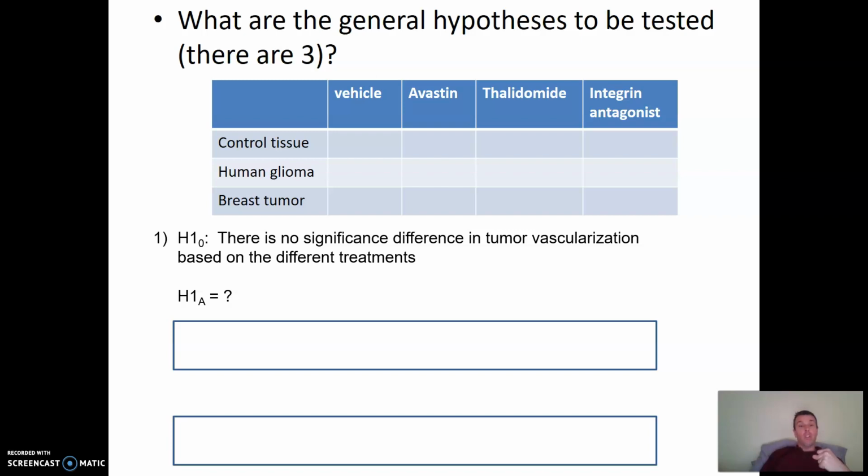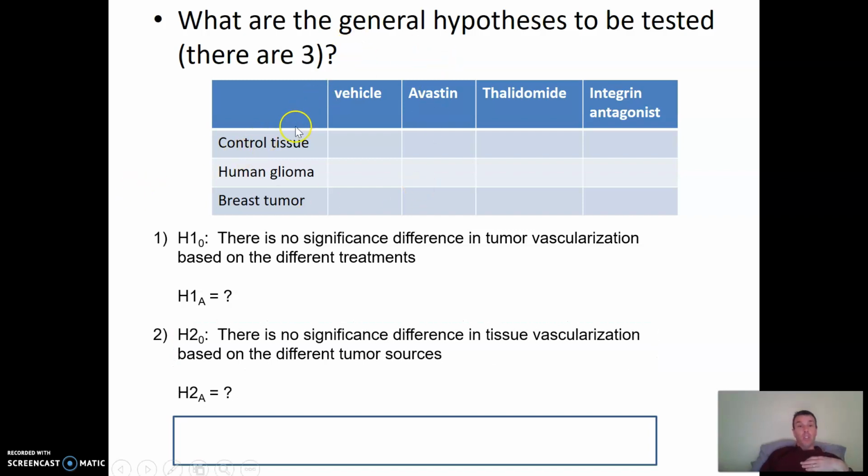Null hypothesis number 1, there is no significant difference in tumor vascularization based on the drug treatments. All right, so we're looking at this variable alone. Null hypothesis says there's no significant difference. So that would mean that if we reject the null hypothesis for that one, we are saying that there is a significant difference. At least one of these drugs worked better than the others, or was different than the others at least. So based on that, we also have this variable here with the tumor type. There's no significant difference in tumor vascularization based on the type of tumor. Right? So again, if you reject this null hypothesis, it means that one of these groups, maybe one of the tumors, has a different amount of vascularization from the rest.